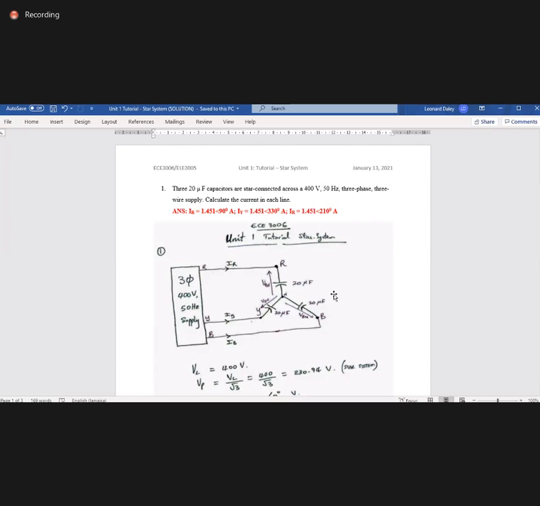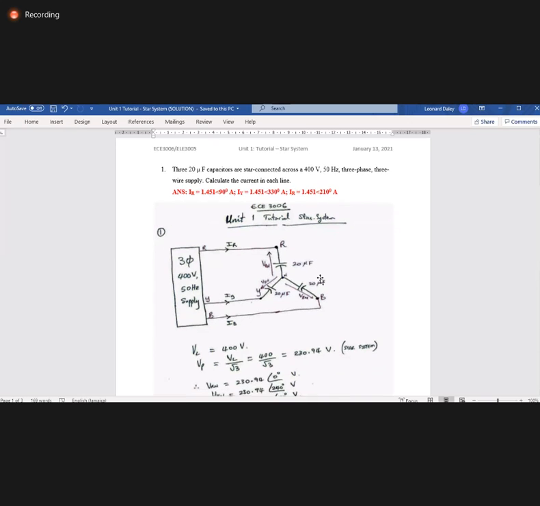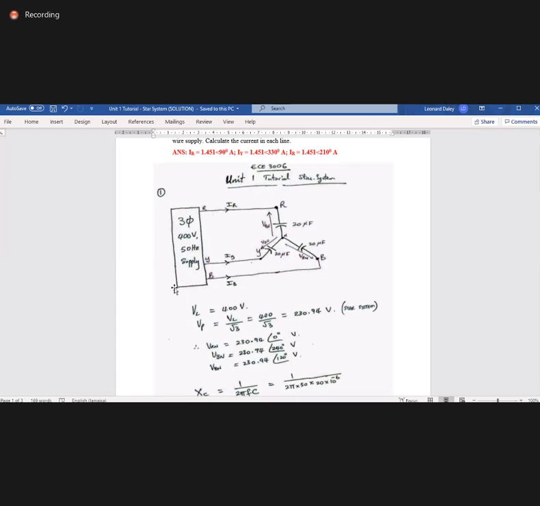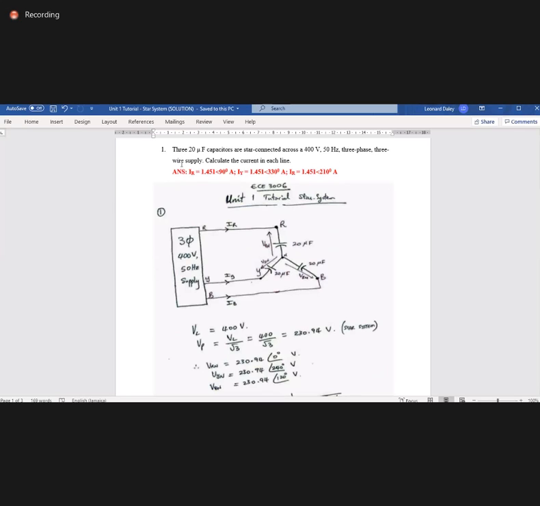All right, so this is the approach to it. They said that this was a three-phase, three-wire supply. So now this is my voltage source, a three-phase, 400 volts, 50 hertz supply. But the load is connected in star, so the star connection of the three capacitors here.